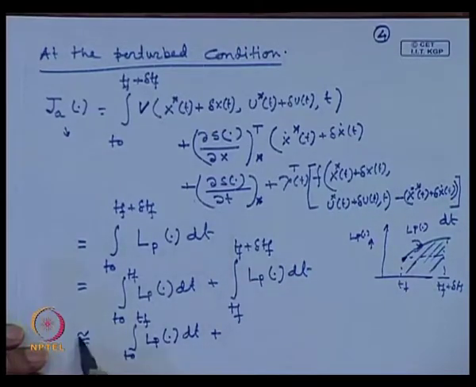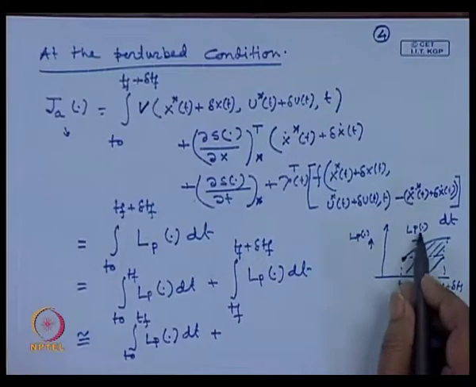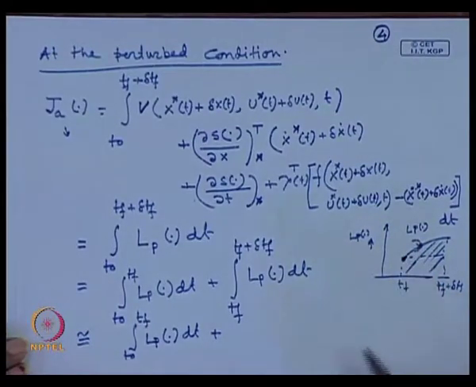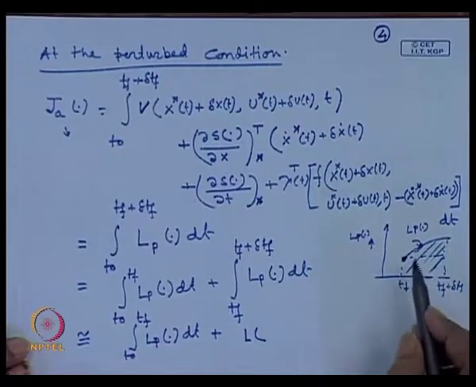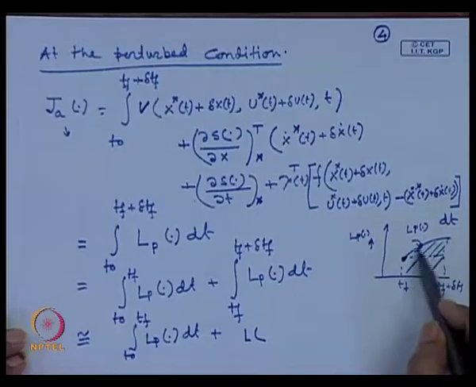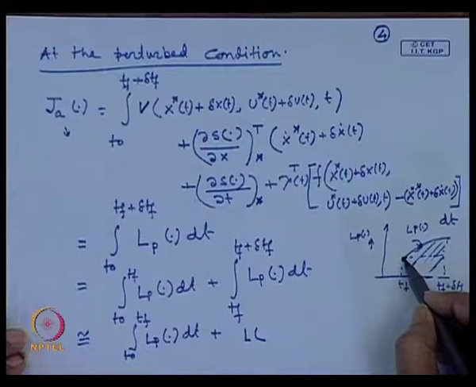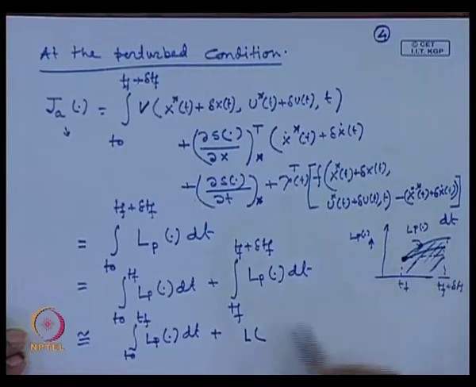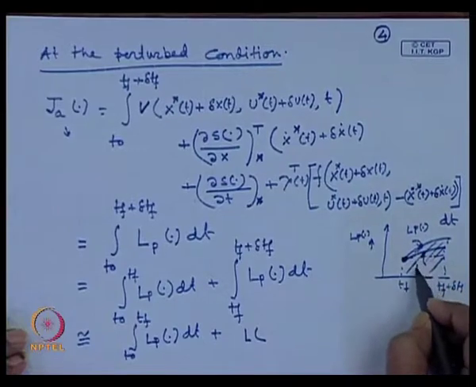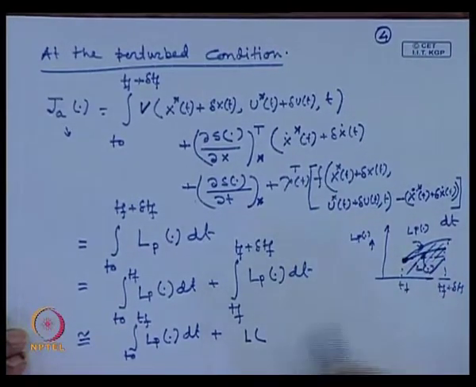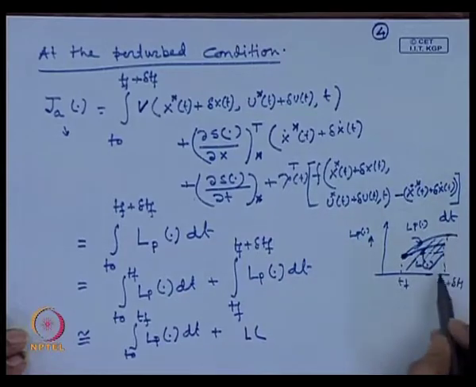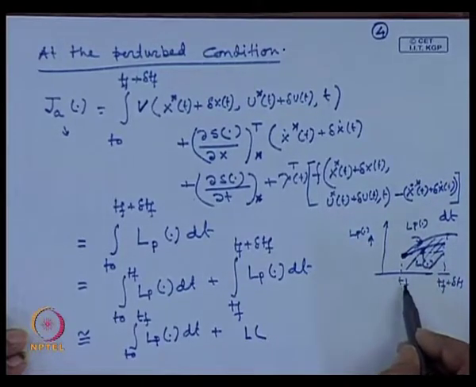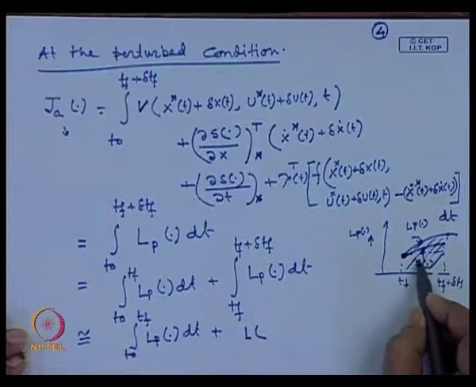So, one can write this is nearly equal to: find the ordinate of the Lagrangian function value at t equal to T f. So, find L p, this is L p, and there is another curve, that one. What is this one? This is L dot, at t equal to T f, and t goes from T f to T f plus delta T f. This is the part of the Lagrangian function without perturbation.